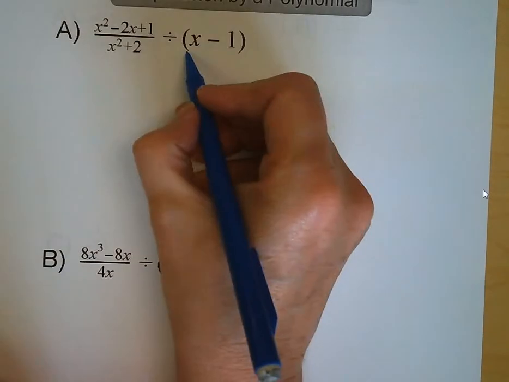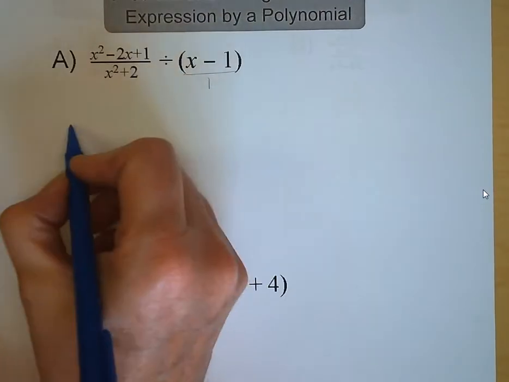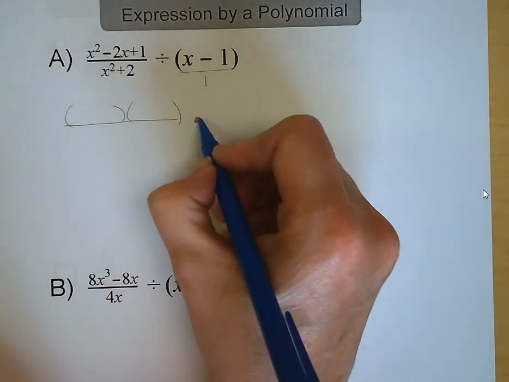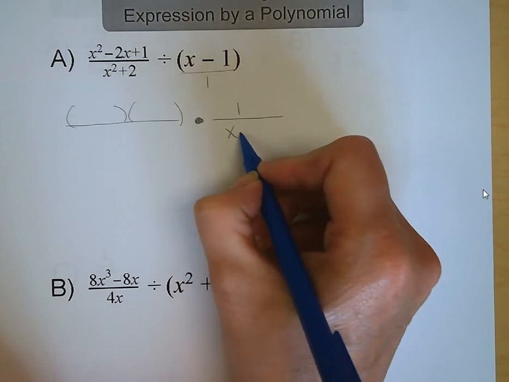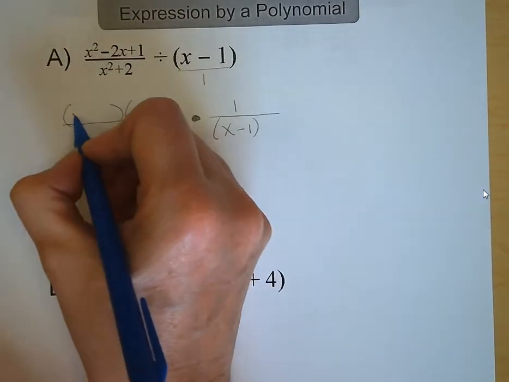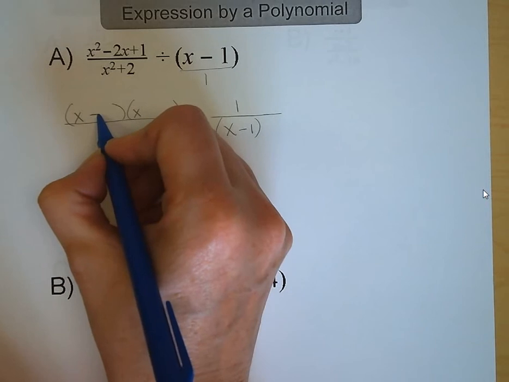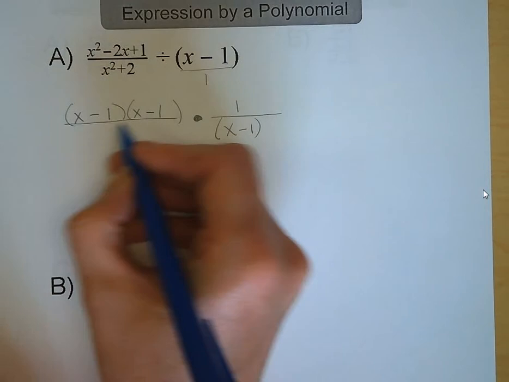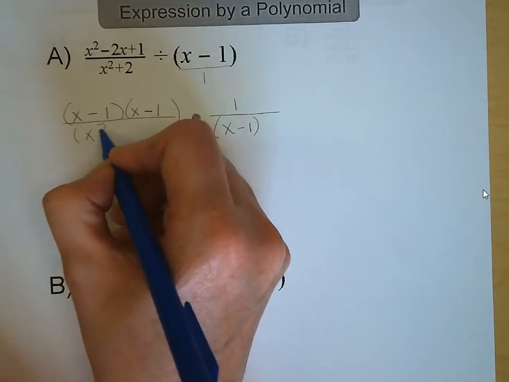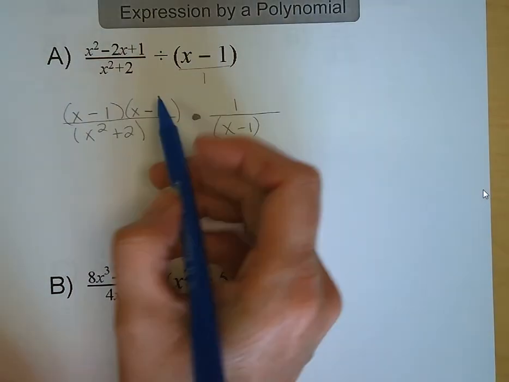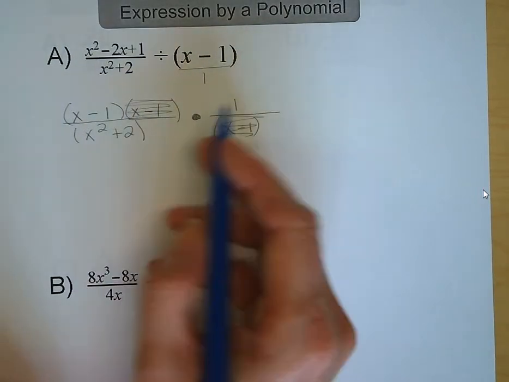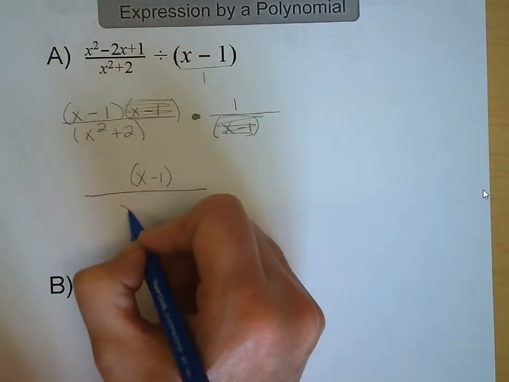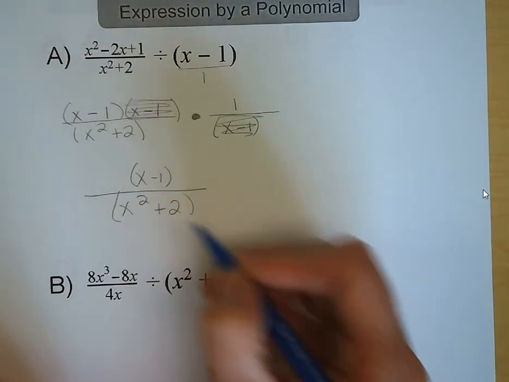Okay, problem number 5, dividing a rational expression by a polynomial. Same thing as when we dealt with it in problem 3, where x minus 1 is over 1, so we just need to flip that fraction. x minus 1 is now in the denominator. We can factor x squared minus 2x plus 1 as x minus 1 and x minus 1. And x squared plus 2 is just that. We can't factor it at all. So the x minus 1's cancel out. We're left with an x minus 1 over x squared plus 2. And that is all we need to do on that one.